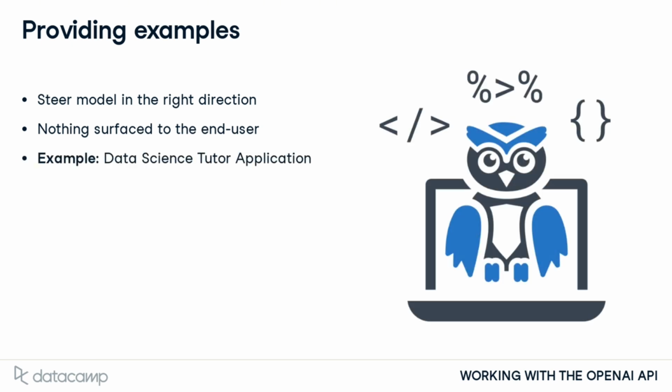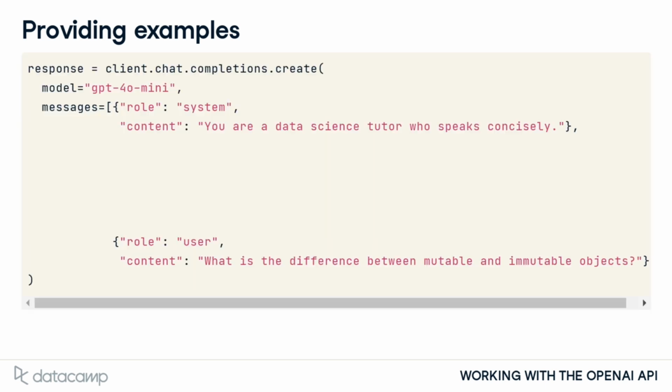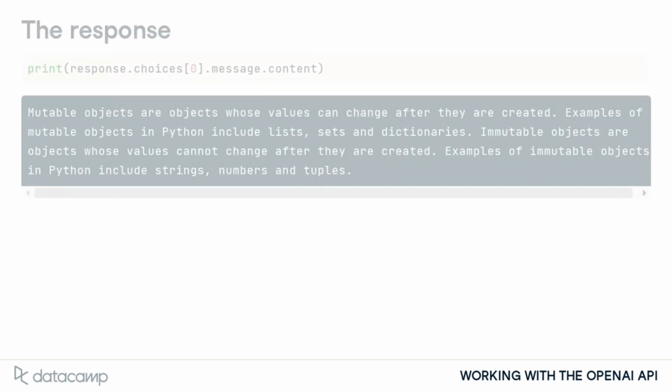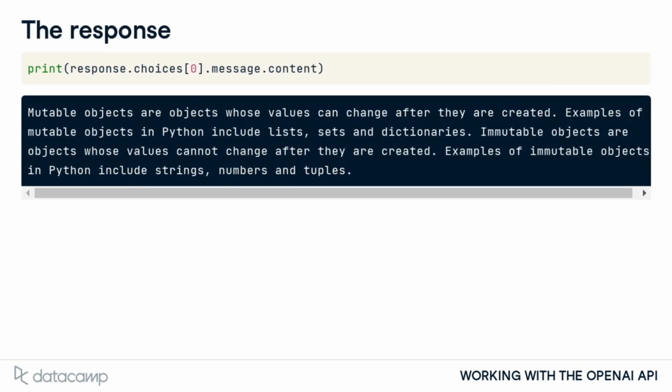For a data science tutor application, we could provide a few examples of data science questions and answers that would be sent to the API along with the user's question. Let's improve our data science tutor by providing an example. Between the system message and the user's question, we'll add a user and assistant message to serve as an ideal example for the model. The model now not only has its pre-existing understanding, but also an ideal example to guide its response. With an example to work with, the assistant provides a response in line with the example.